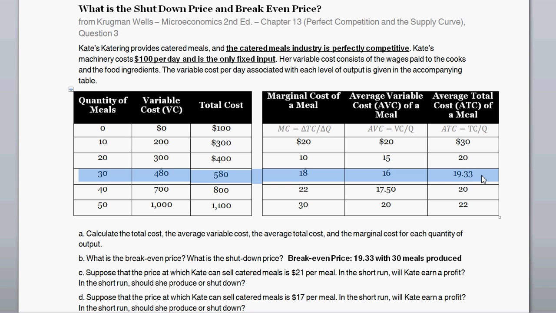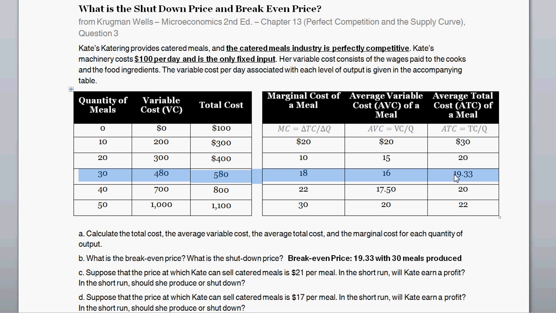Let's say the price for a meal was $20. If this firm produced 30 meals, then their average cost for each one of those meals is $19.33. So on each meal, it's making the difference between those two prices, $20 and $19.33. It's making on average, what is that, 67 cents each. So it has some economic profit at $20.